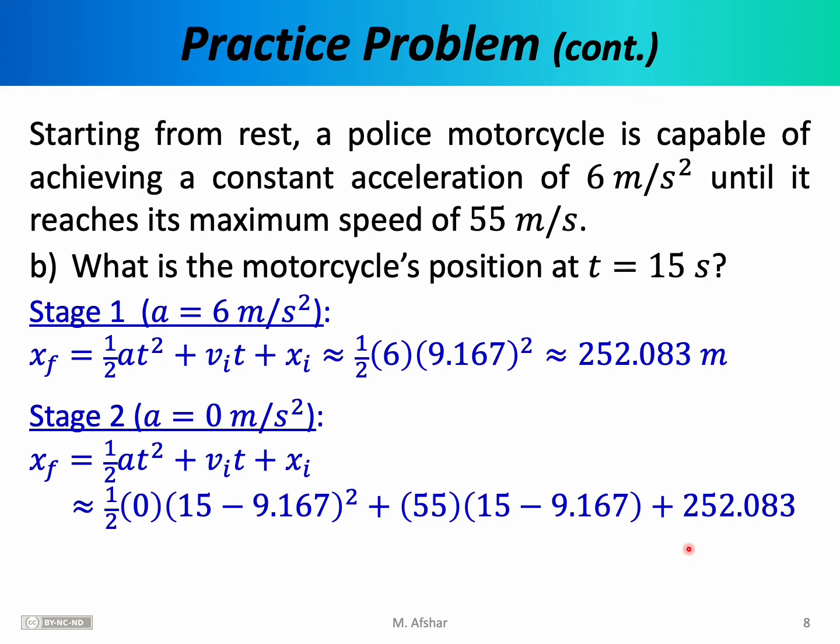The final position for stage 1 becomes the initial for stage 2, and now I can plug all this into my calculator, and I'll find that X final at 15 seconds, at the end of stage 2, will be 572 meters approximately. So after 15 seconds, this is how far the police motorcycle will have traveled.